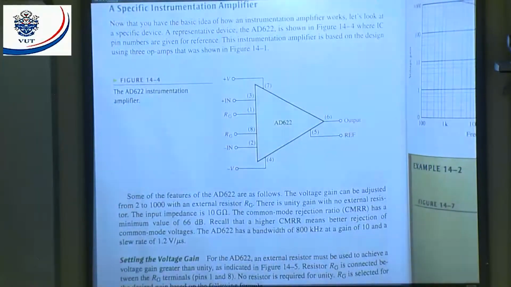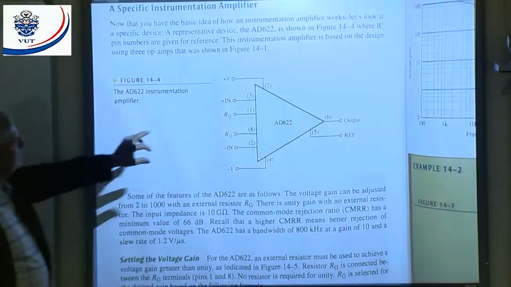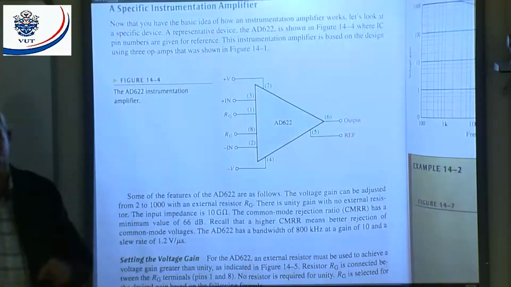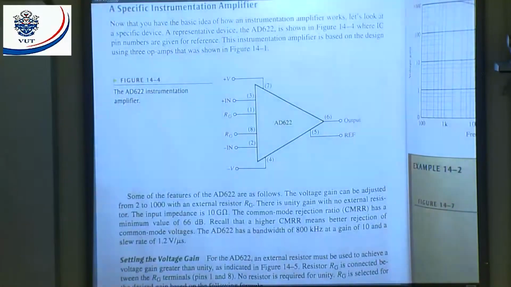They say some features of the AD622 are as follows. The voltage gain can be adjusted from 2 to 1000 with the external resistor RG. There is unity gain with no external resistor. That means if I don't apply anything to these terminals, it will have unity gain. That means then it will have a gain of 1. All right.